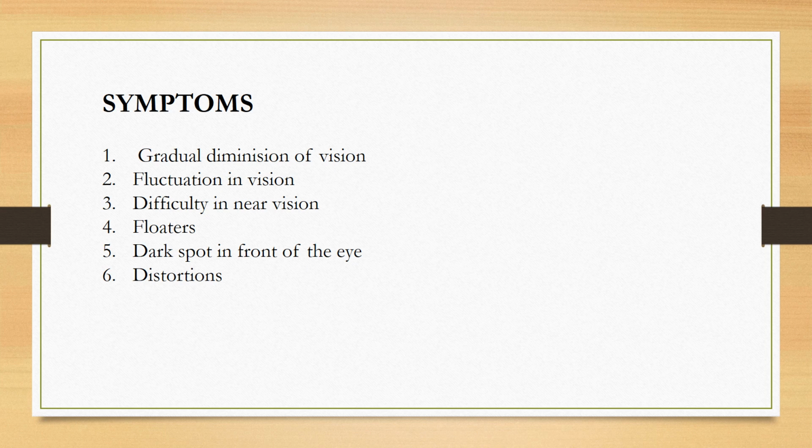The major symptoms in case of diabetic retinopathy are that they will have a gradual diminution of vision and there might be a fluctuation in vision. Just consider these things: gradual diminution of vision, then they will be complaining about fluctuation of vision, and then they will have difficulty with near vision. They might see floaters, which might even be a vitreous hemorrhage. Again there will be a dark spot in front of the eye. This is in case of changes in the macula, and there will be a distortion. So just remember these symptoms, which are the symptoms the patient might frequently come with in case of undiagnosed diabetic retinopathy.